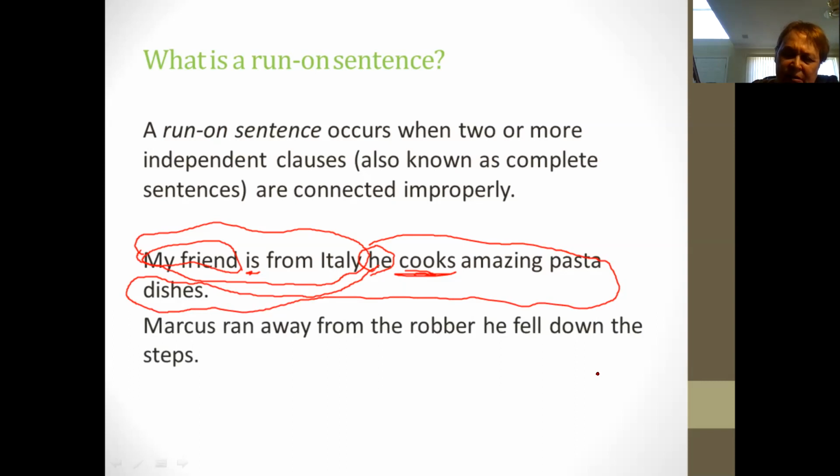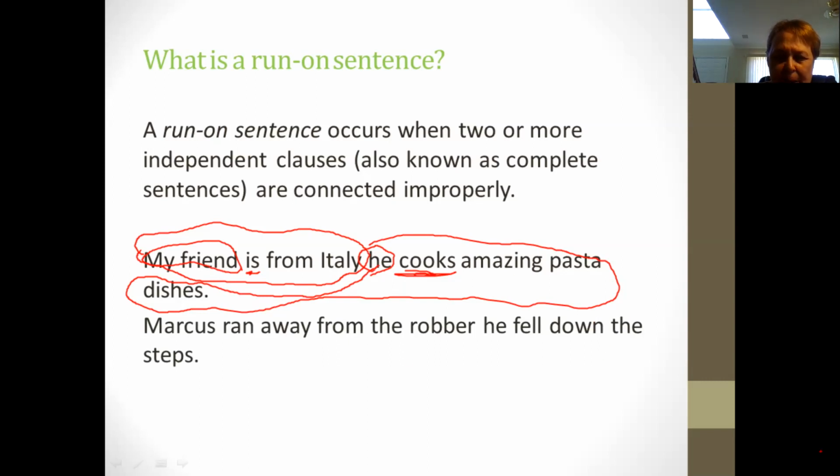Let's look at another example. Marcus ran away from the robber. He fell down the stairs. I'll give you a second to look at that carefully and see if you can find the two independent clauses. Okay, did you find them?